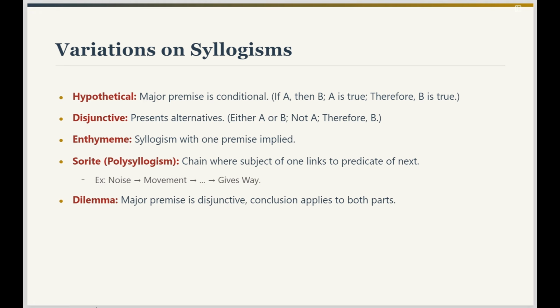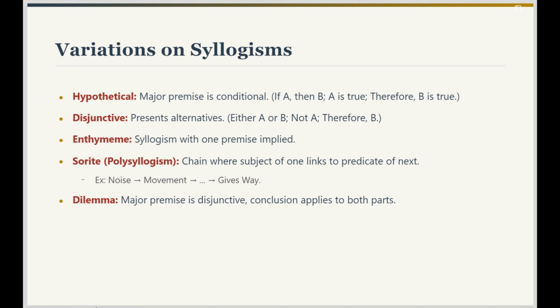Enthymemes are shortcuts where one premise is assumed. Epicheiremas bolster premises with proofs. Prosyllogisms chain arguments together. Sorites are like dominoes: A leads to B, B leads to C, C leads to D. Therefore, A leads to D. Think Montaigne's fox reasoning. Noise implies movement. Movement implies not frozen. Not frozen implies liquid. Liquid gives way. Therefore, noise implies gives way.